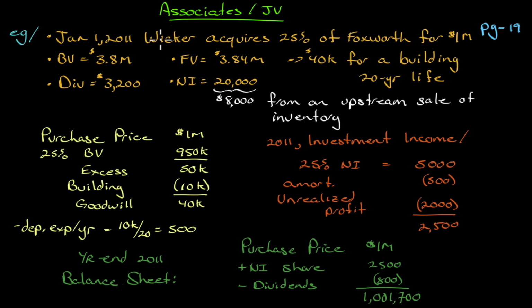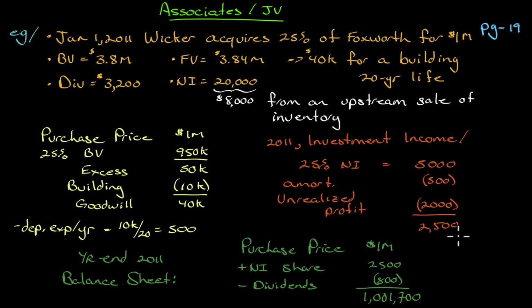Until we can confirm that inventory, meaning we've actually used it in our production process or sold it to a third party, that $8,000 we can't count. So we have to take our proportionate share of that out. If this is $8,000, we have 25%, so $2,000 of that is unrealized until it's confirmed. We'll only claim $2,500 as the investment income.